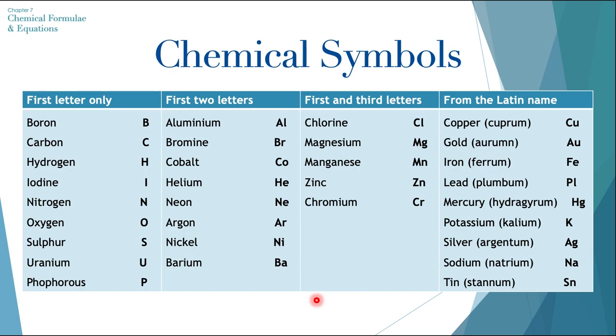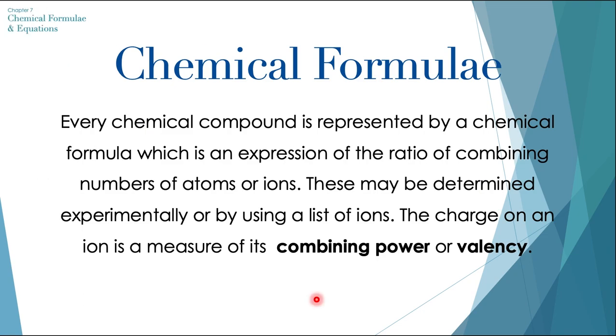Now we're going to look at chemical formulae. So every chemical compound is represented by a chemical formula, which is an expression of the ratio of combining numbers of atoms or ions. Okay, so we've read about this in the previous chapter and the second last chapter we did. I mean to say the 6th chapter and the 5th chapter. We read about chemical compounds and their formula. So how chemical compounds are formed. Two different elements react to form a compound. And this compound is made up of these two elements in different ratios of combining numbers of atoms or ions.